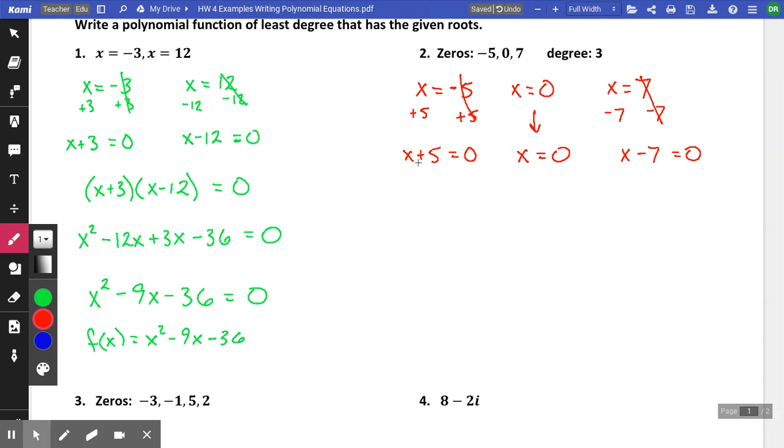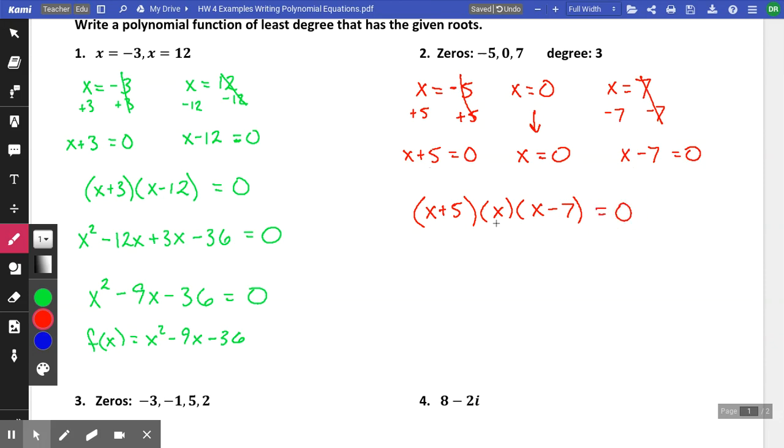Okay, so here are my 3 factors. I have x plus 5, I have x, and an x minus 7. I will write those factors in parentheses to show multiplication. And so here I have an x plus 5. Here I just have an x as the second factor, and the last factor is x minus 7.